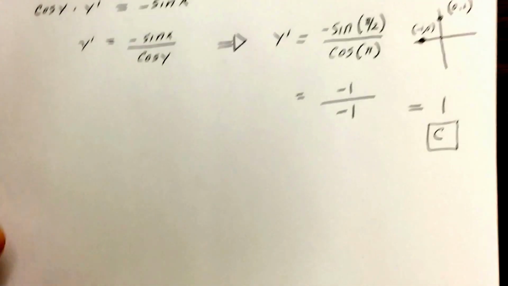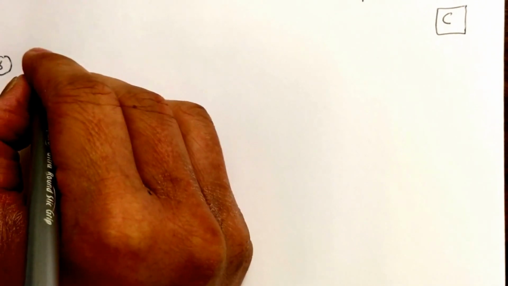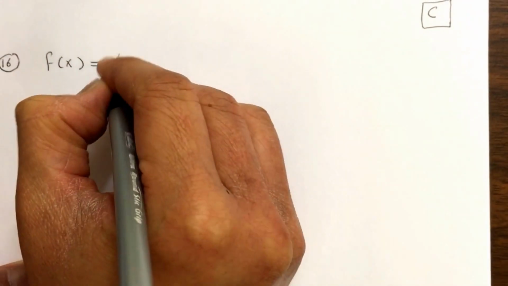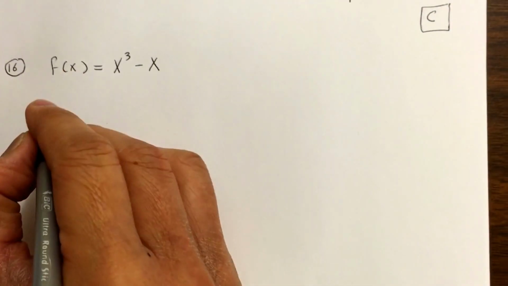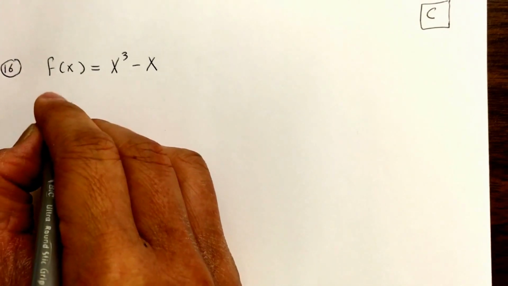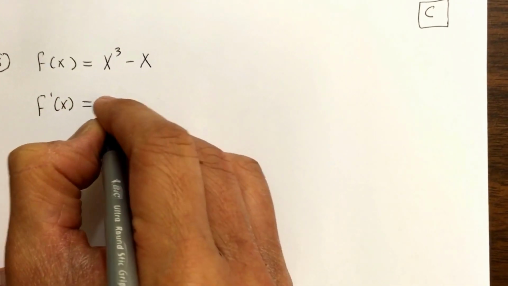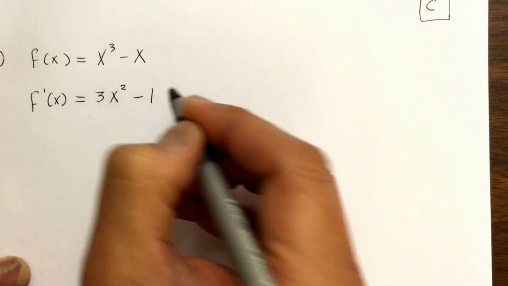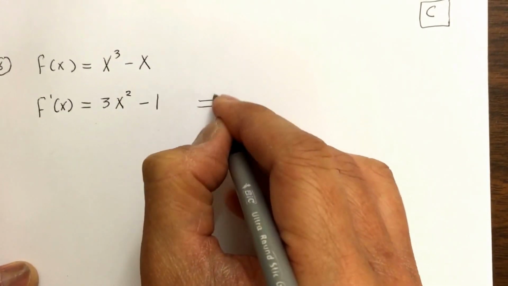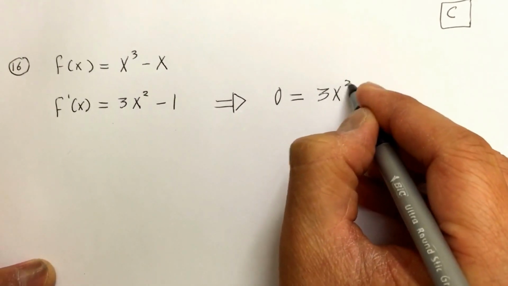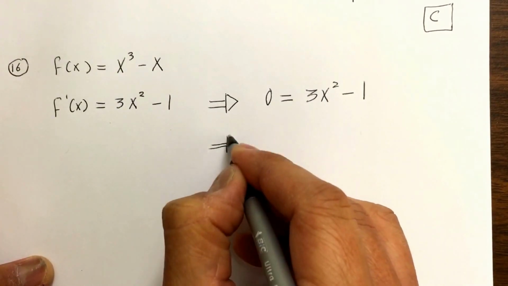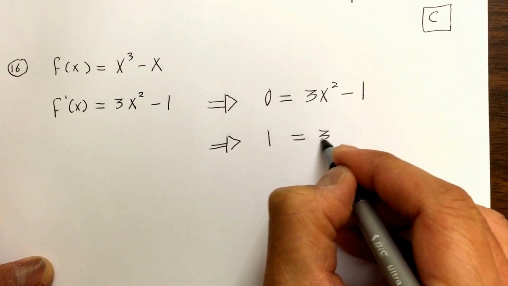Okay. Number 16. The function is x cubed minus x. We begin to identify its local extrema by first finding the first derivative, and we set the first derivative equal to 0 to find its critical points.